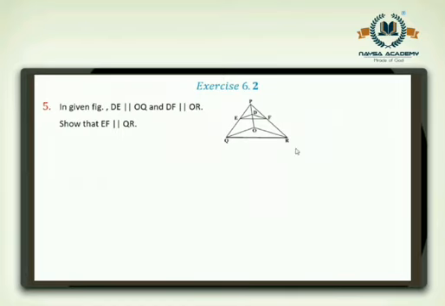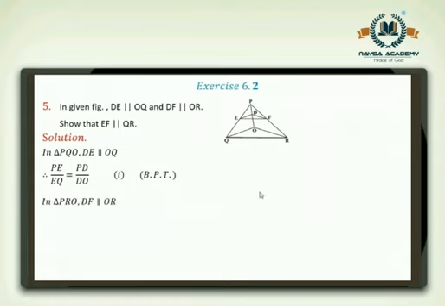Now whenever we have to show that something is parallel, then we have to use converse of basic proportionality theorem, and whenever we have to show ratios are equal, then we have to use basic proportionality theorem. So let us begin. In triangle PQO, DE is parallel to OQ. So I will say that PE upon EQ equal to PD upon DO.